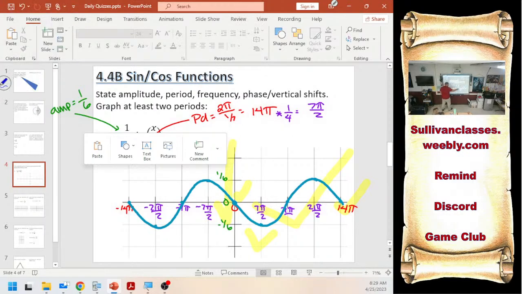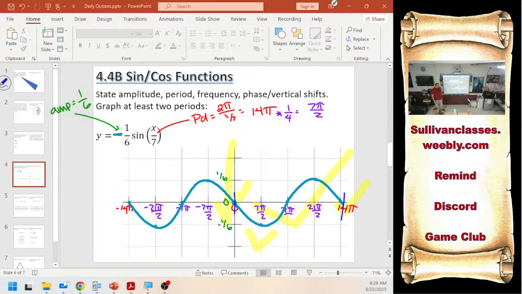Because from here to here is one period. Because from there to there it will hit all of its values. It'll go down to the minimum values, it'll go up to the maximum values, and then at that point, it'll start to repeat itself.